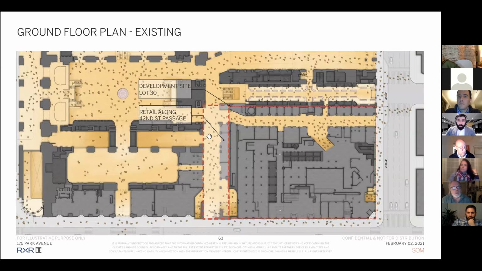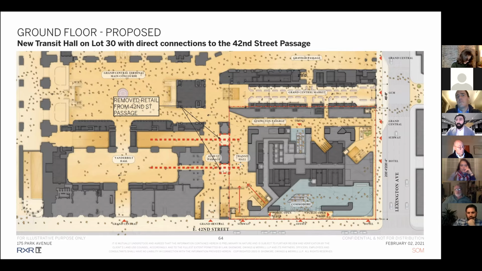So this is the plan of the current condition. Our proposal entails the creation of a new transit hall. This is something that was presented at a previous community board, so I'm not gonna discuss it at length, but I will say that the main purpose of the transit hall is to dramatically improve the level of service in this extremely congested subway entrance, as Jeff showed you earlier. And so we're moving all of the turnstiles up to grade in order to liberate the mezzanine below, creating a new transit hall that will increase the capacity of this subway.